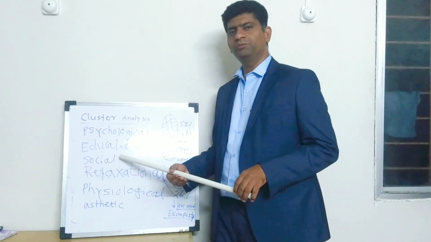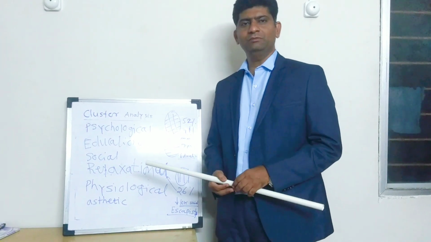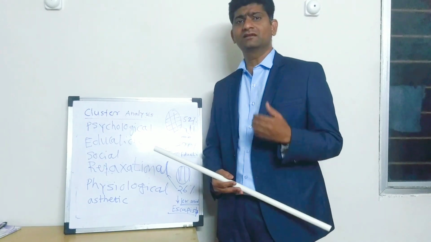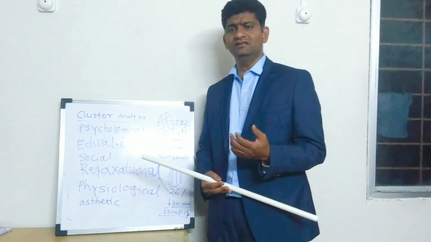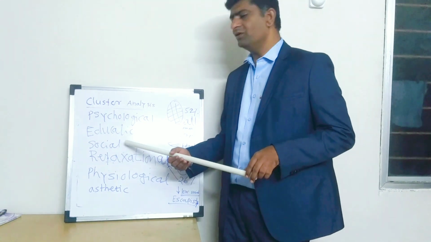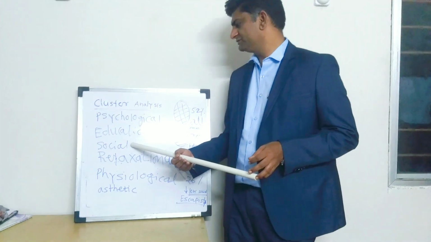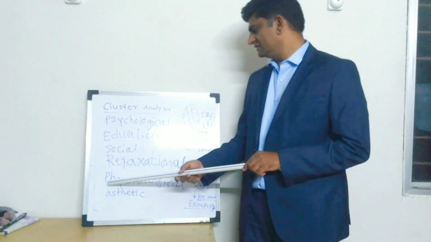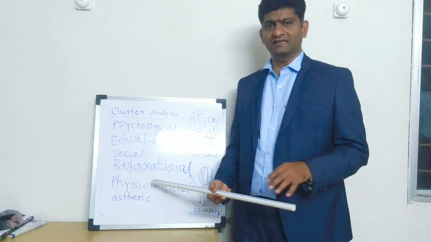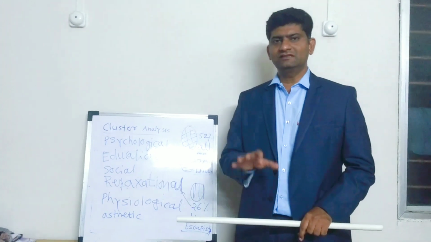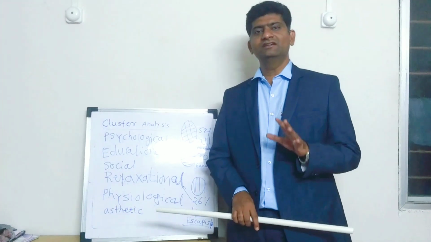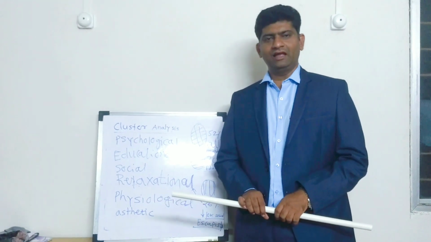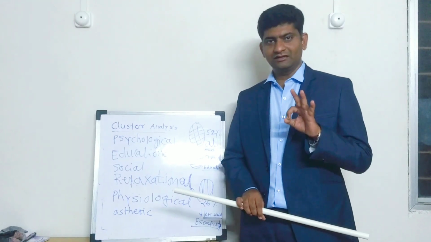The third set of people is social people who want to interact with the society. They want to learn certain culture, tradition, methods, interaction with the society. They go on vacation for social purposes. The next group of people is relaxational, psychological, and aesthetic. So on the basis of these six different psychographic segments, cluster analysis was done, and they came up with three major clusters.